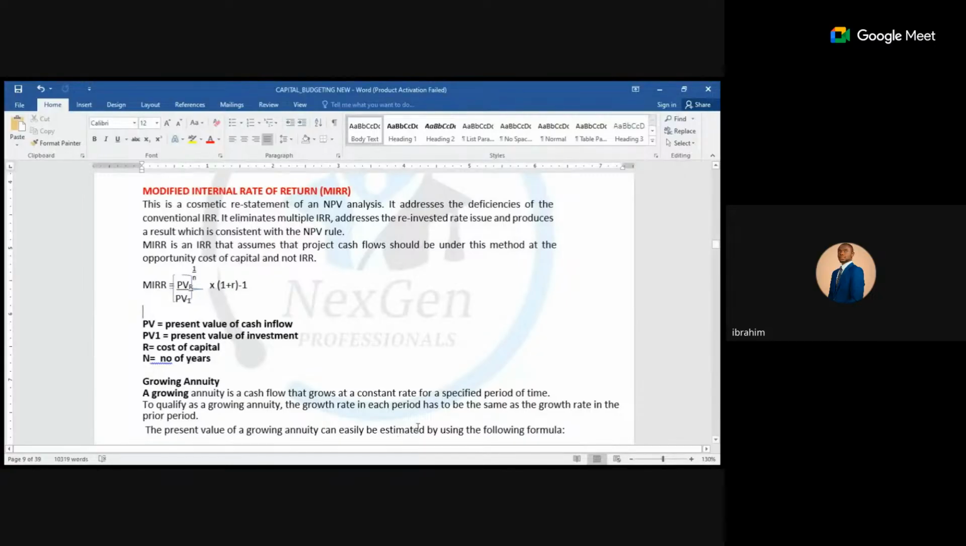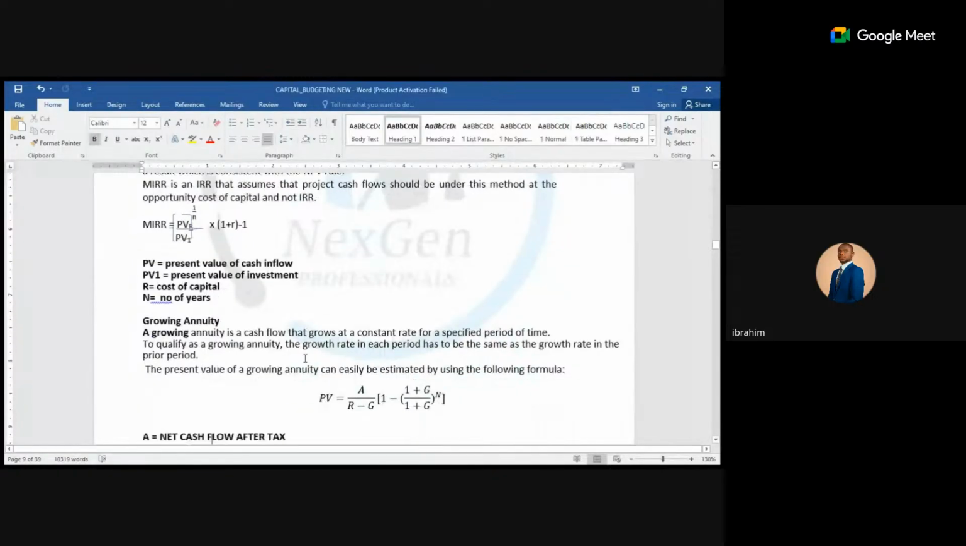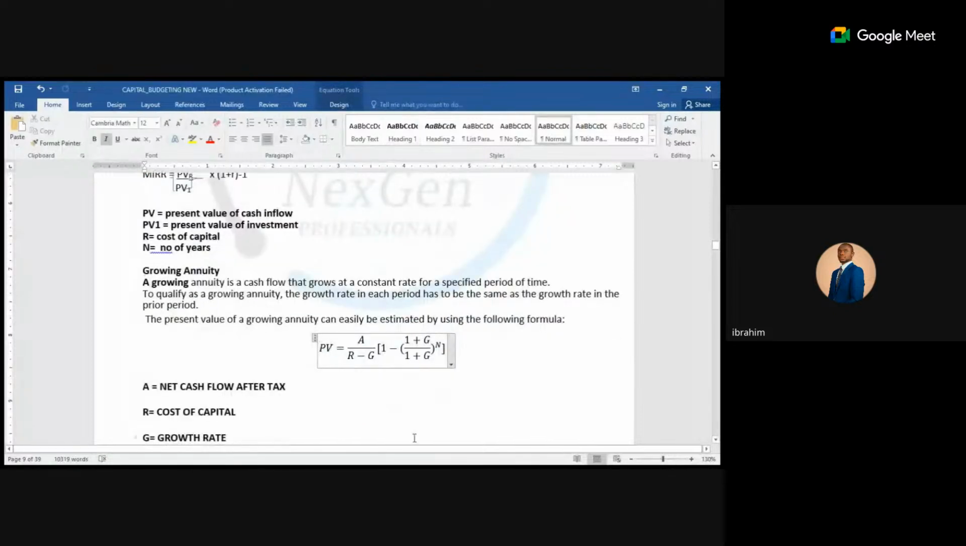Now, I want to explain that there is what we call growing annuity. Now, the growing annuity formula is used whereby, okay, let me quickly explain the NPV before the growing annuity.